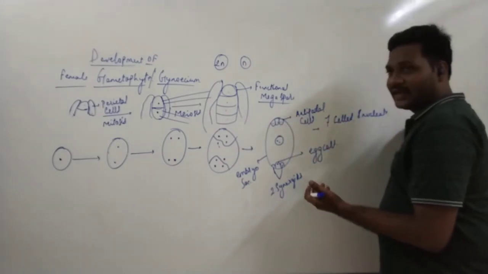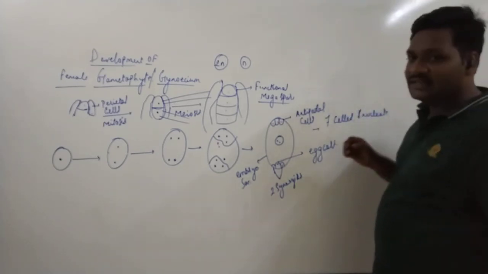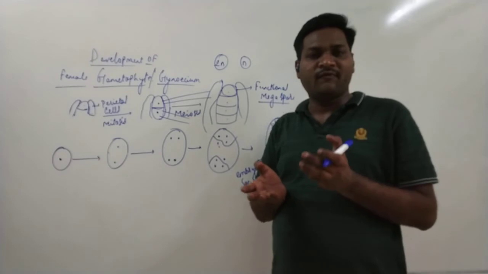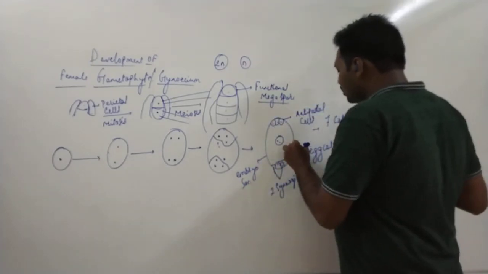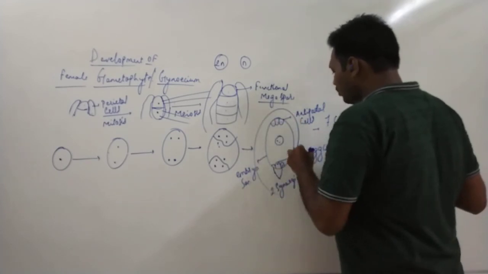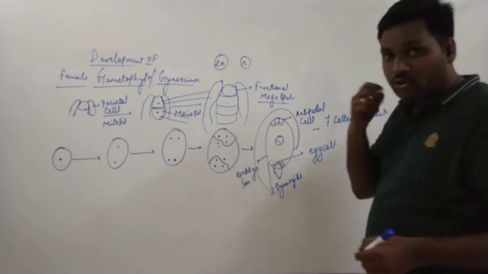Now, the embryo sac is present within the integument, in the female gametophyte. So there will be development of the outermost coverings over here, like this, and these coverings will consist of two ends.